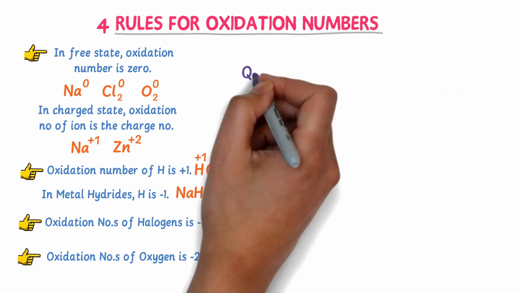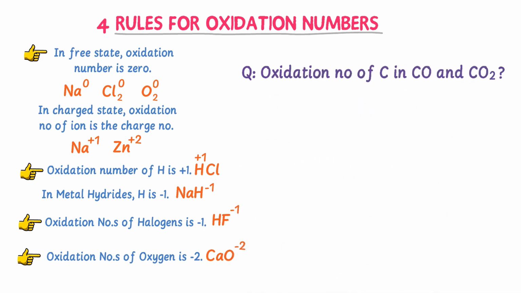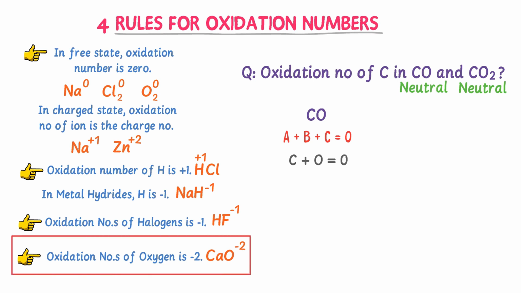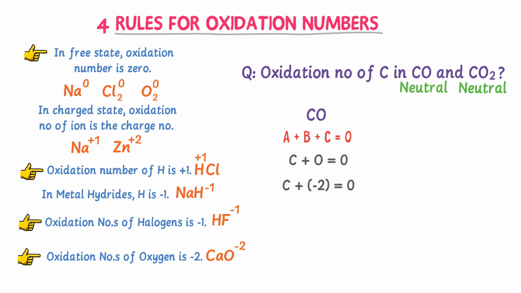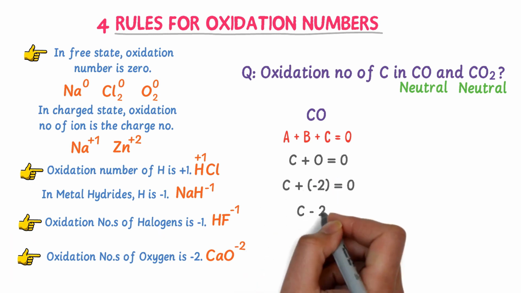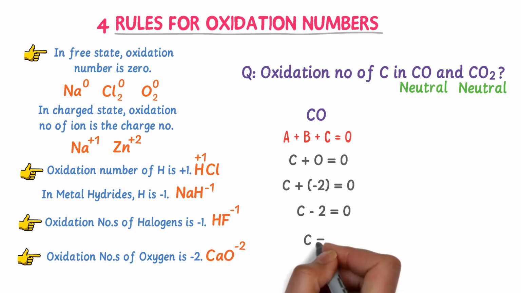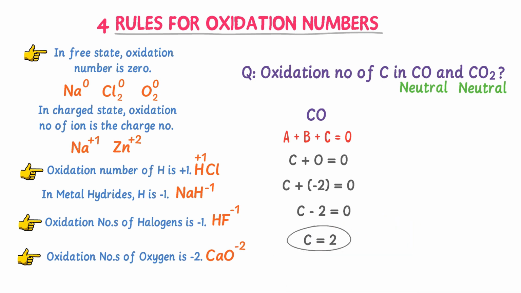Secondly, find the oxidation number of carbon in carbon monoxide and carbon dioxide. Well, we know that carbon monoxide and carbon dioxide are neutral molecules. So in case of carbon monoxide, I write carbon plus oxygen is equal to 0. We know that the oxidation state of oxygen is -2. So carbon plus -2 is equal to 0, or carbon minus 2 is equal to 0, or carbon is equal to +2. While in case of carbon dioxide, I write carbon plus 2O is equal to 0.